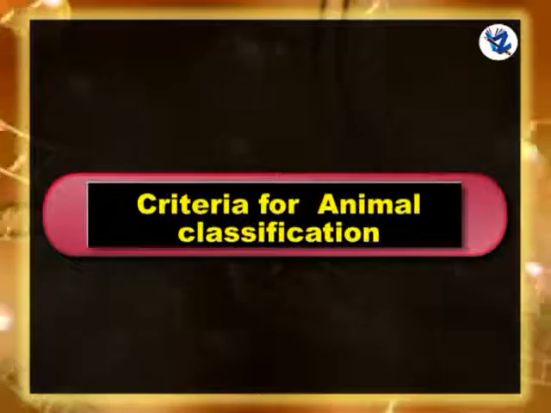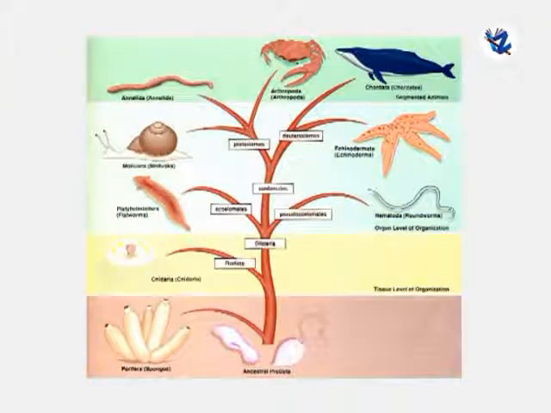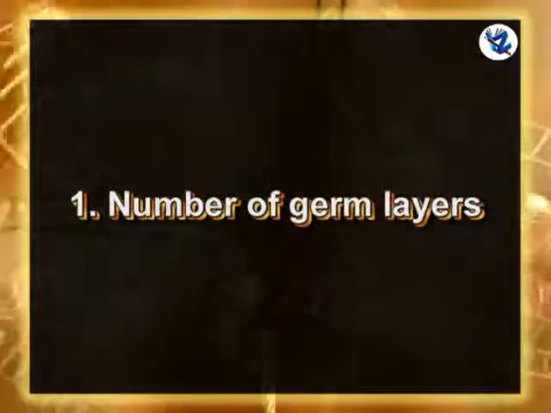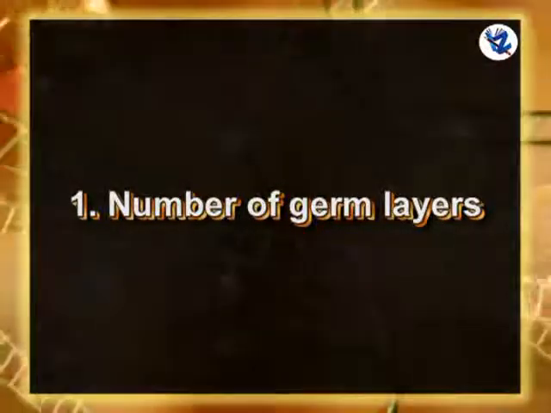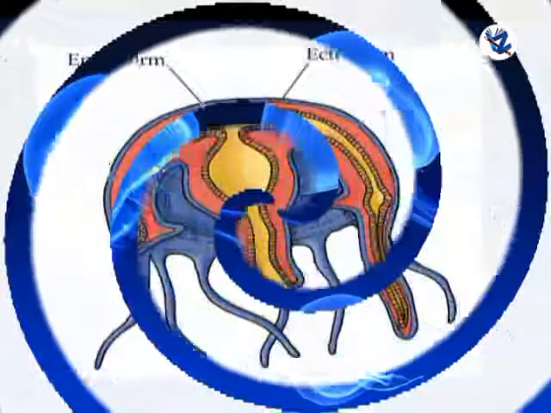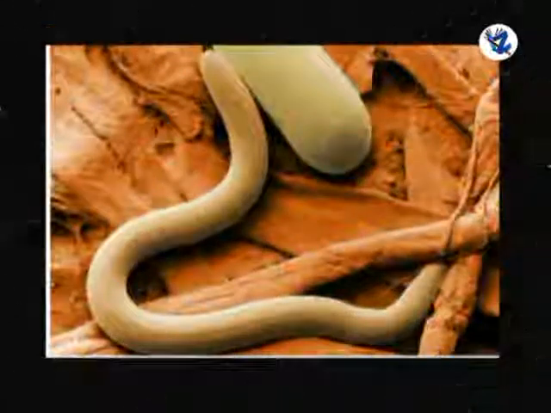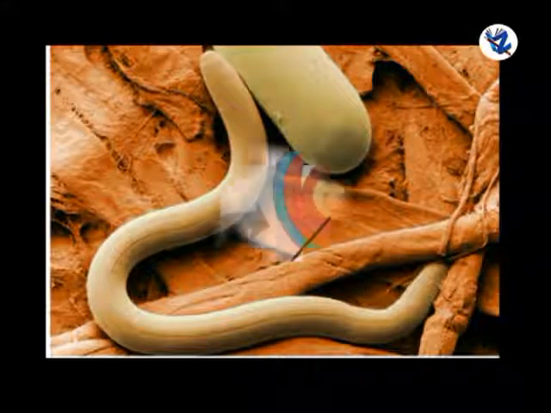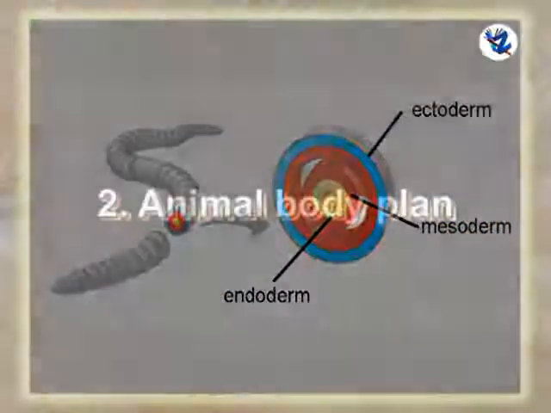Now the criteria for animal classification. Kingdom Animalia is classified into different phyla on the basis of the following criteria. 1. Number of germ layers. The germ layers are formed during the embryonic development. Diploblastic animals have two germ layers, one outer ectoderm and inner endoderm. Between these two layers there is mesoglea. Then triploblastic animals have three germ layers, outer ectoderm, inner endoderm and middle mesoderm.